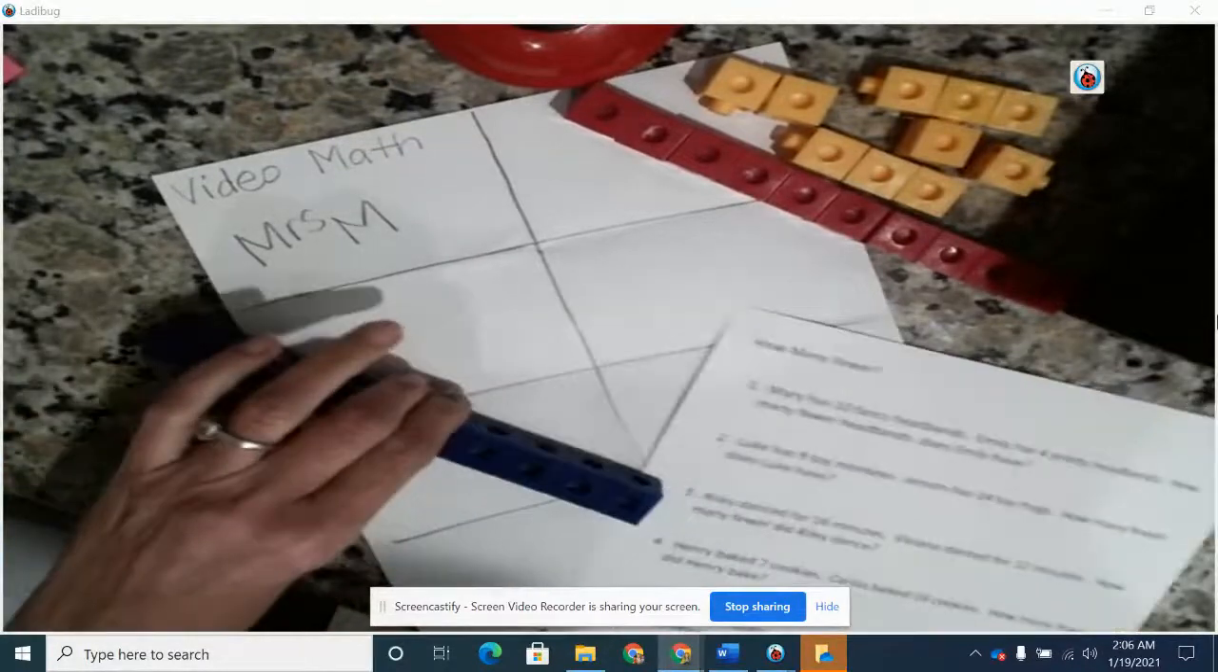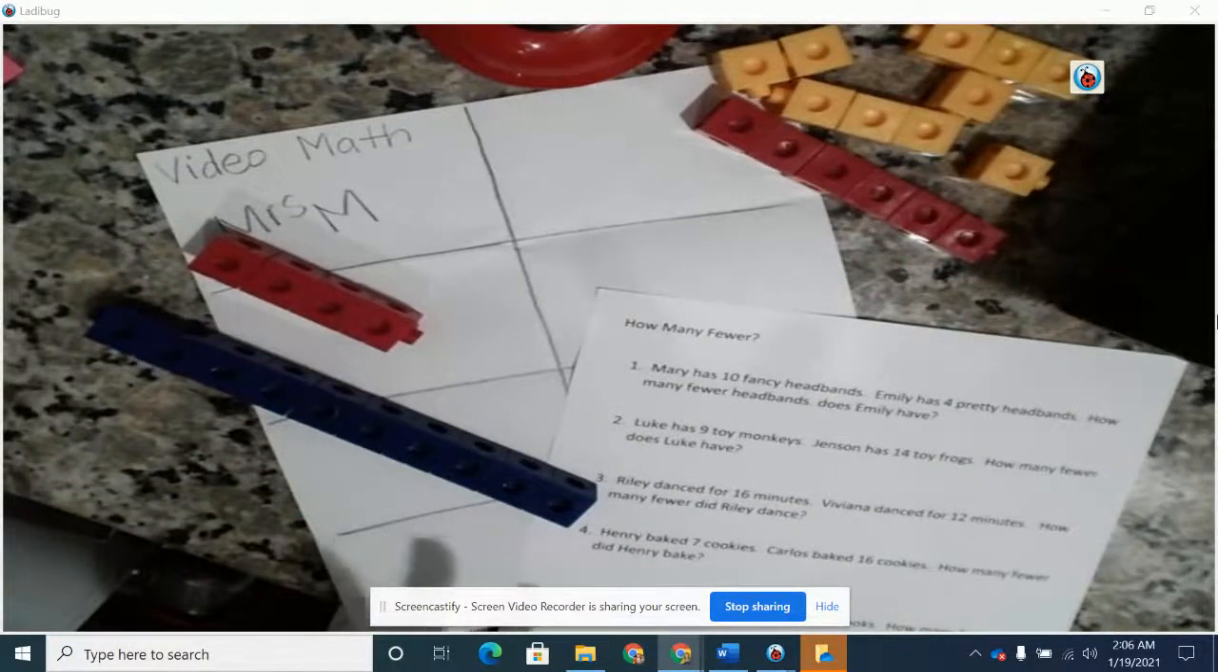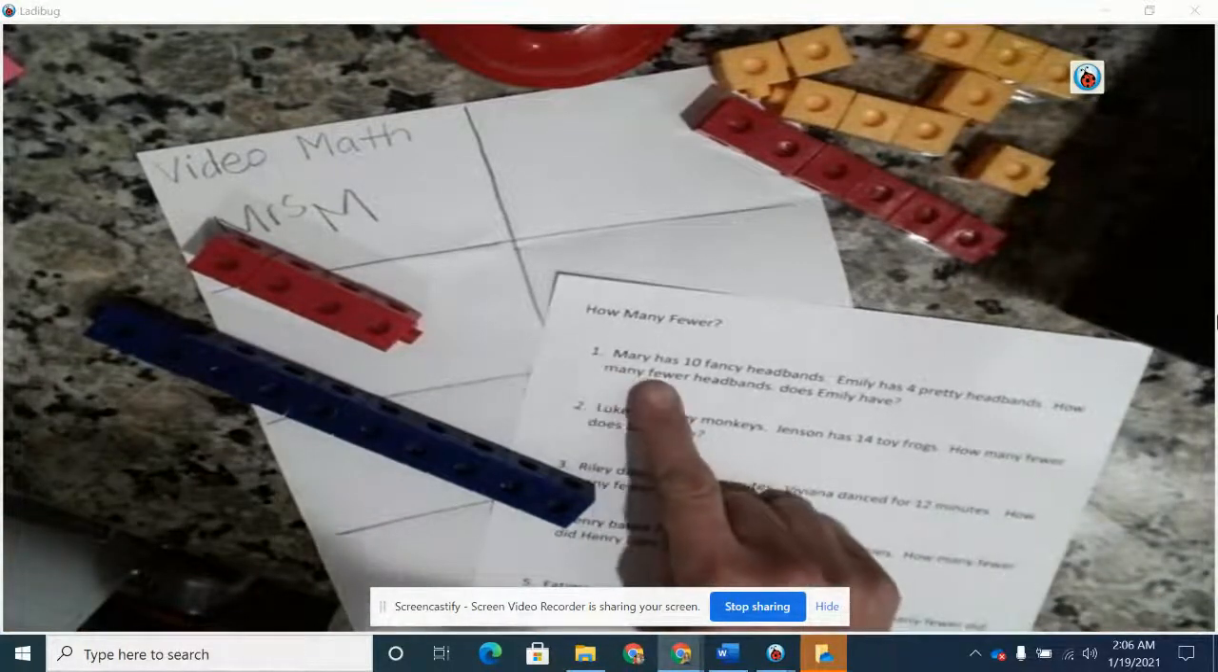Mary has 10 fancy headbands. So I'm going to put my 10 fancy headbands. I'm going to pretend these are them. So that's 1 stick of 10 fancy headbands. Well, then it says Emily has 4 pretty headbands. So I'm going to take my 4 pretty headbands and put them here. Now, this is not an addition problem. What I'm going to try and do now is see what the difference is between them, because the next part of the question says, how many fewer headbands does Emily have?